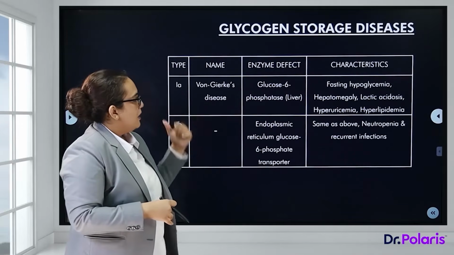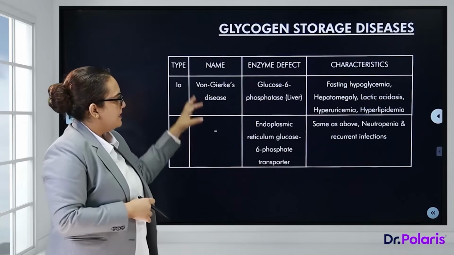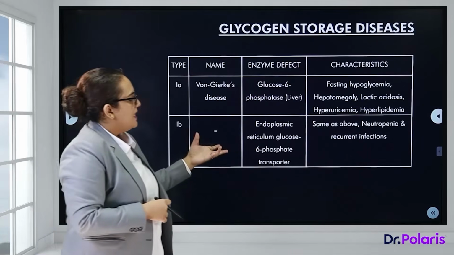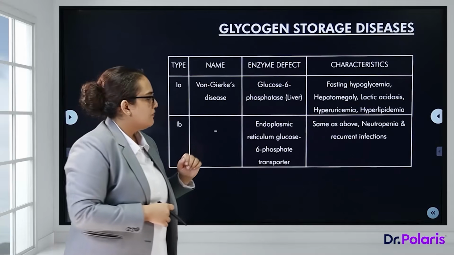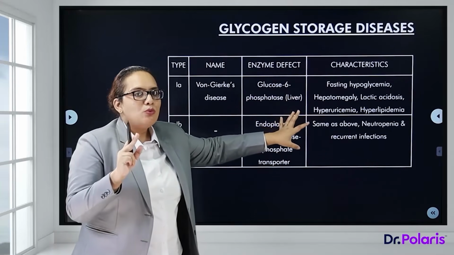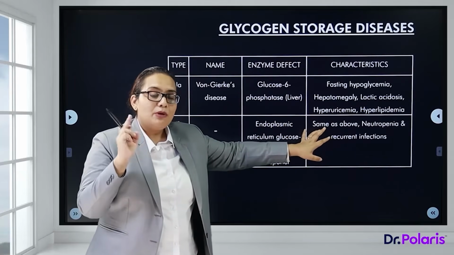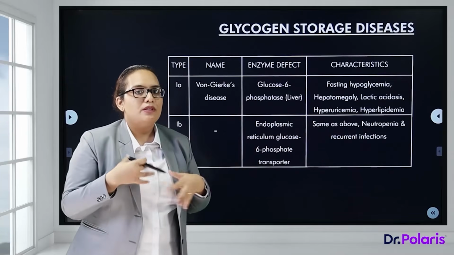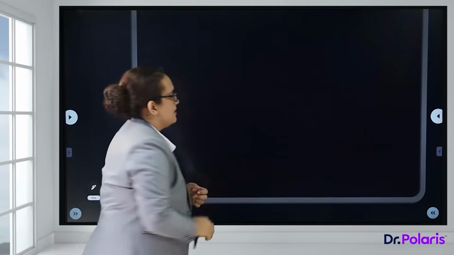So that was it about Von Gierke's disease, that is type 1A. 1B doesn't have a name, but it's supposed to be a type of von Gierke's disease, a rare type, where there's a defect in the transporter in the endoplasmic reticulum for glucose 6-phosphate. So the symptoms are almost the same as von Gierke's, but you have two more additional features, that is neutropenia, decrease in the neutrophil count. And because of the decrease in neutrophil count, these individuals will be highly susceptible towards infections. So they'll have recurrent infections.